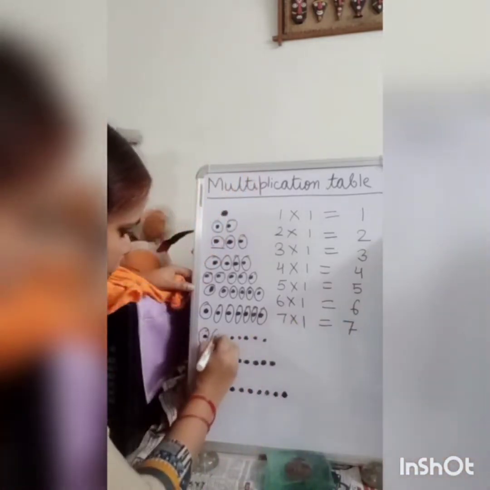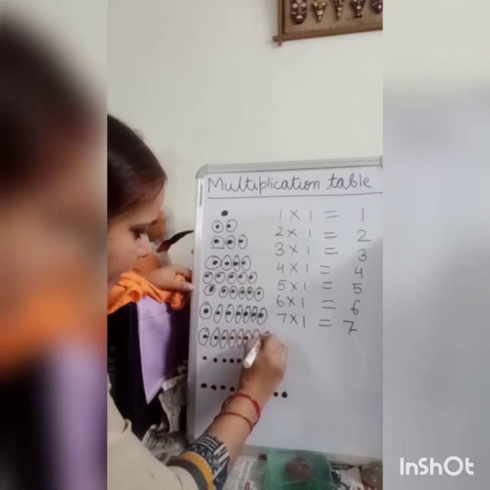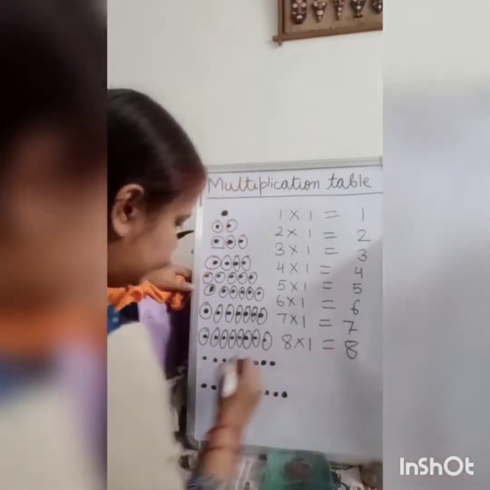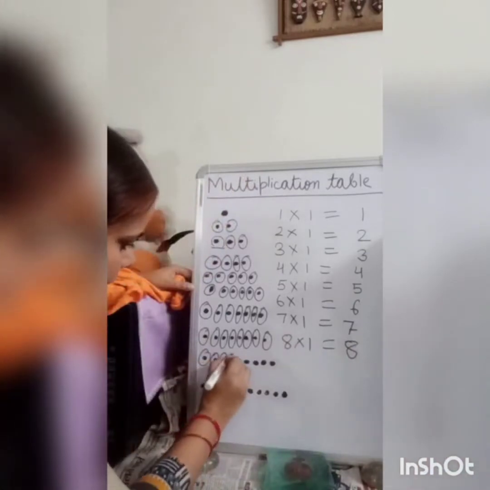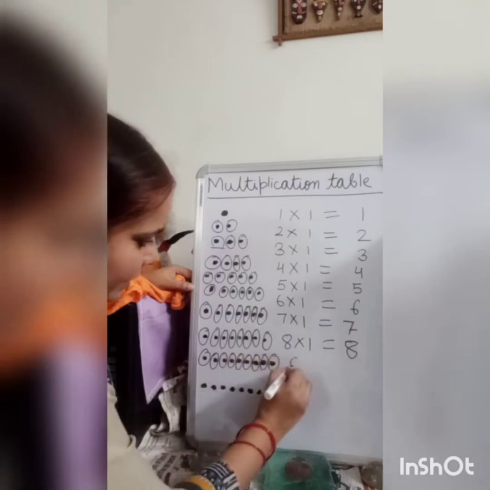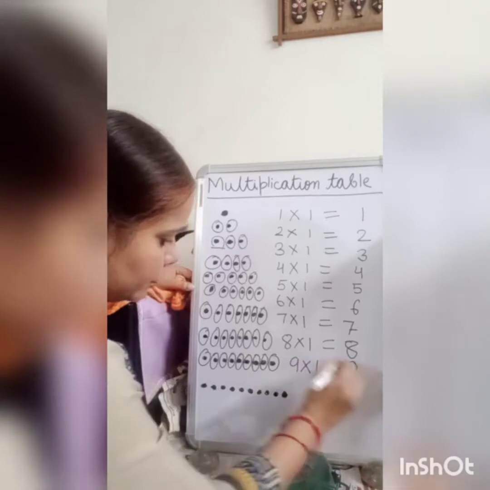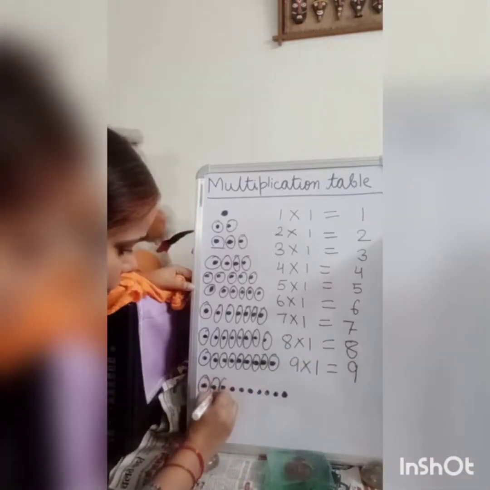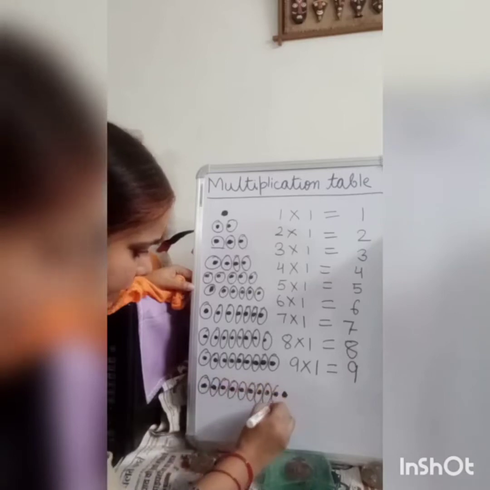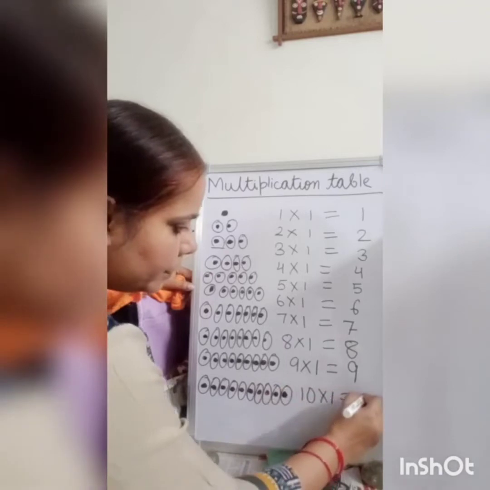Here 1, 2, 3, 4, 5, 6, 7 and 8. 8 groups of one object will be 8. 1, 2, 3, 4, 5, 6, 7, 8 and 9. 9 groups of one thing is equal to 9. And in the same way, 1, 2, 3, 4, 5, 6, 7, 8, 9 and 10. 10 groups of one thing is equal to 10.